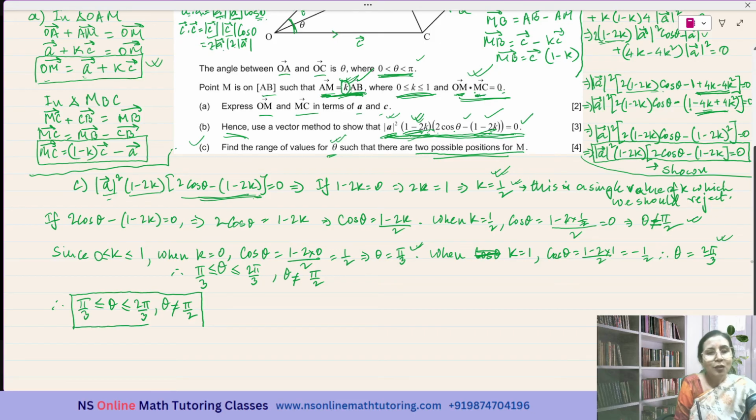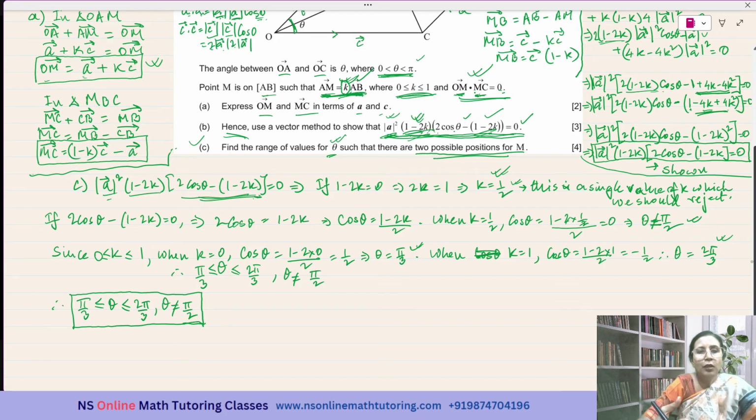But I was solving this question with my students in class and we got this answer, and most of my students were satisfied. Only one student said he was not satisfied. He said, okay, theta cannot be equal to pi over 2, I understood. How can you say that we can have theta values from any value between pi over 3 and 2 pi over 3?